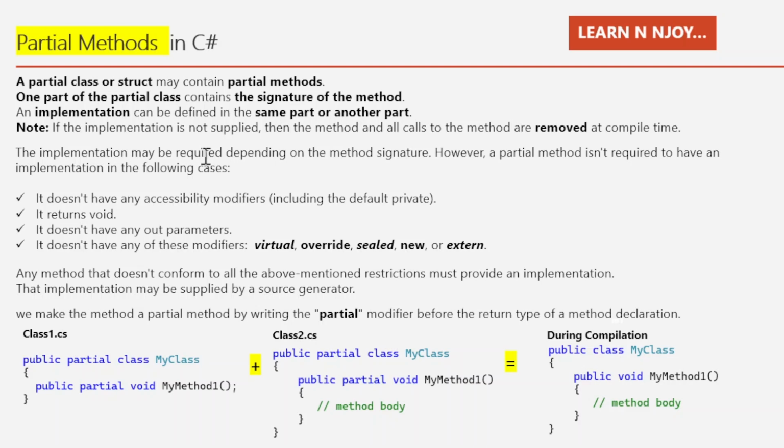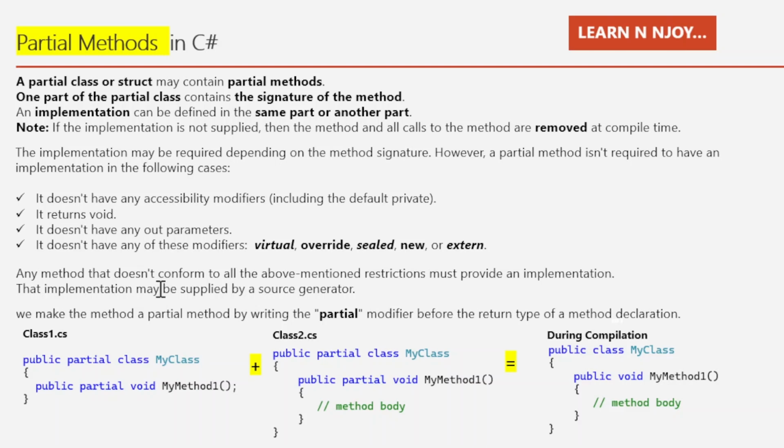The implementation may be required depending on the method signature. However, a partial method is not required to have an implementation in the following cases. What are those cases? Number 1, it does not have any accessibility modifiers, including the default private. Number 2, it returns void. Number 3, it does not have any out parameters. Number 4, it does not have any of these modifiers: virtual, override, sealed, new, or extern. So any method that does not conform to all the above mentioned restrictions must provide an implementation, and that implementation may be supplied by a source generator.